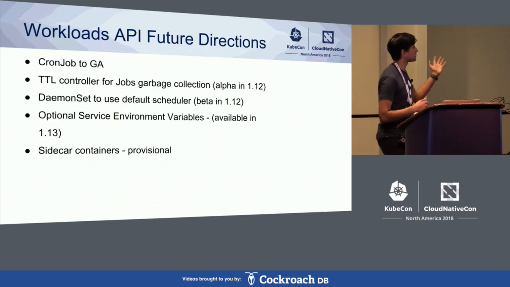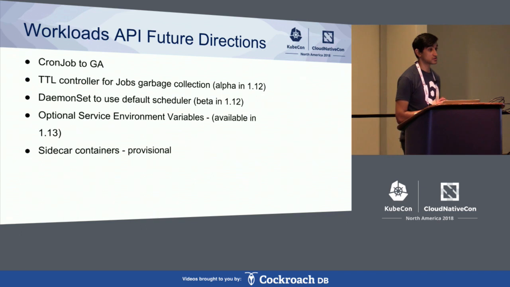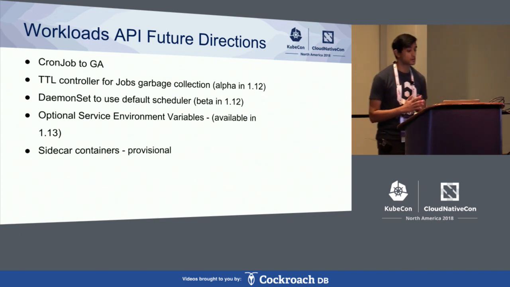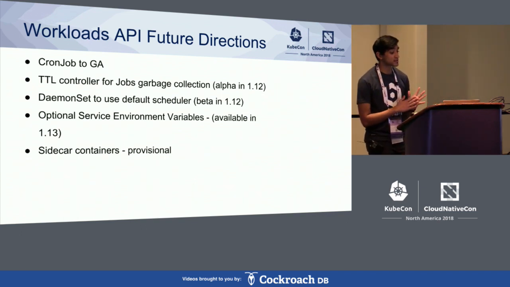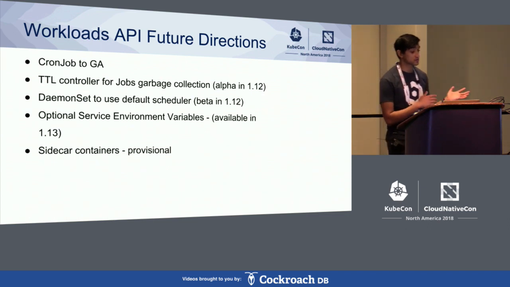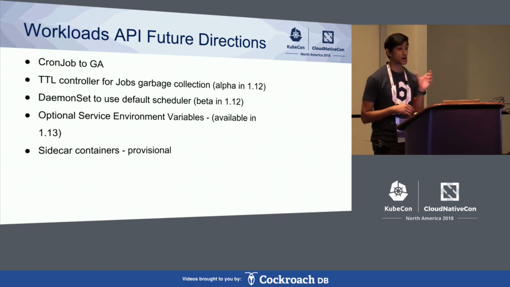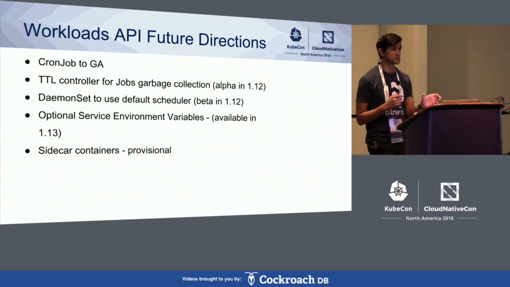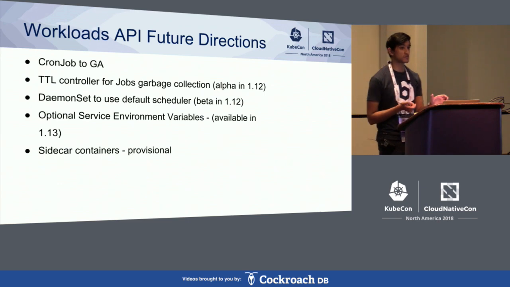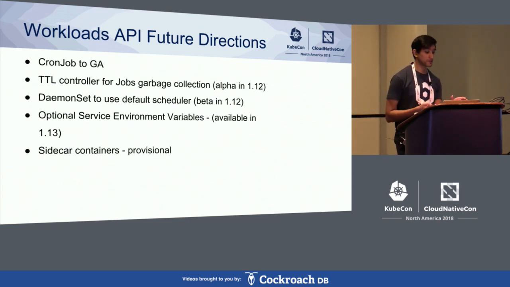So for future directions, I touched on the cron job to GA. That's still being worked on; there are still some bugs to iron out. Some of the things that we worked on: the TTL controller for jobs garbage collection. This allows you to specify a time to live for certain resources. Right now, I think it only works with jobs, and it's alpha in 1.12. But effectively, it will allow you to garbage collect resources after some amount of time.